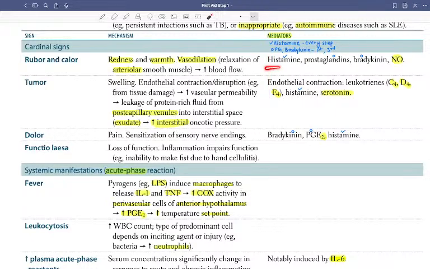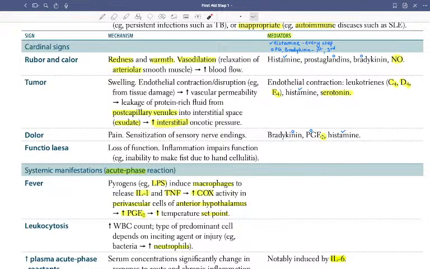So histamine is present at every step, to be honest. All of the steps will have histamine. Prostaglandin and bradykinin are present in the first and third step. Just remember B for bradykinin is the second letter, but it's not present in the second step. Only rubor, calor, and dolor will have PGE2 and bradykinin. It's very obvious, these things are not going to cause swelling. So prostaglandin, bradykinin, PGE2. Remember E2.